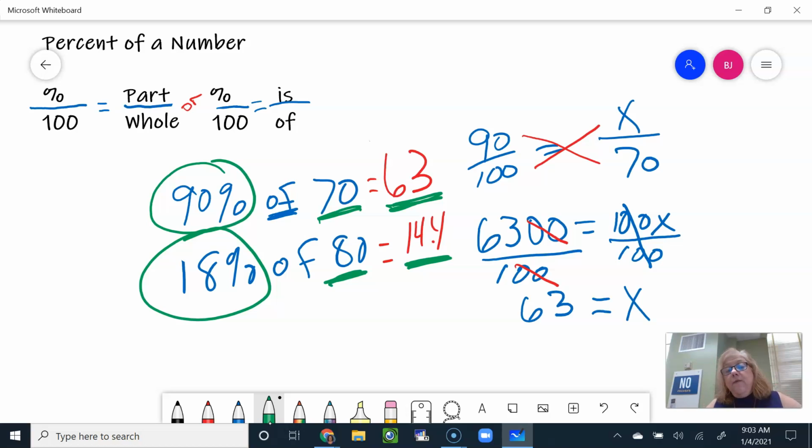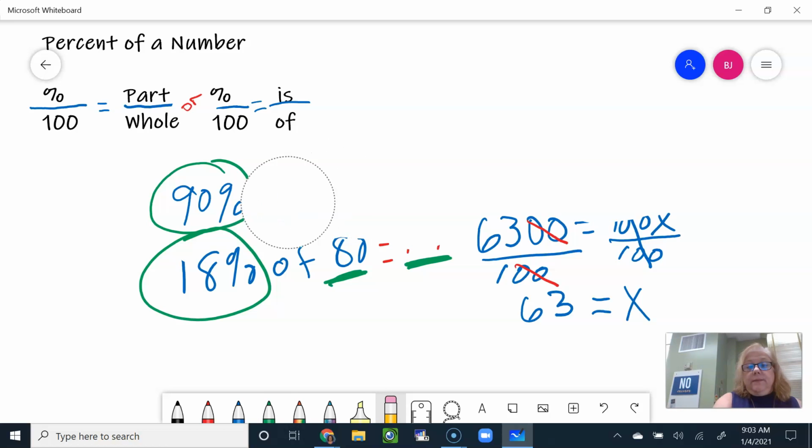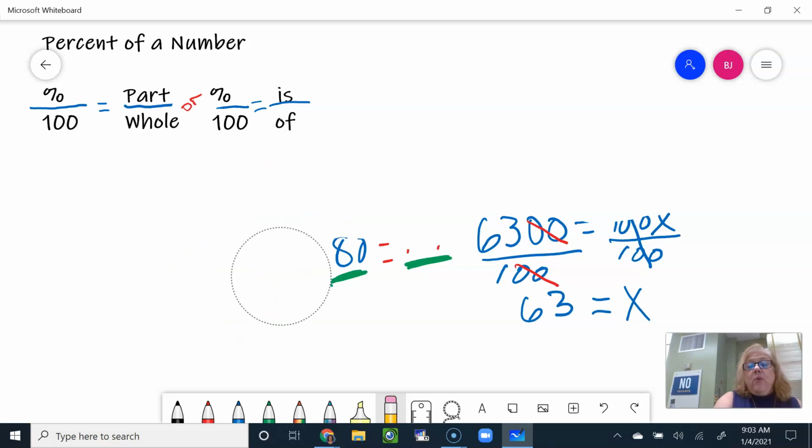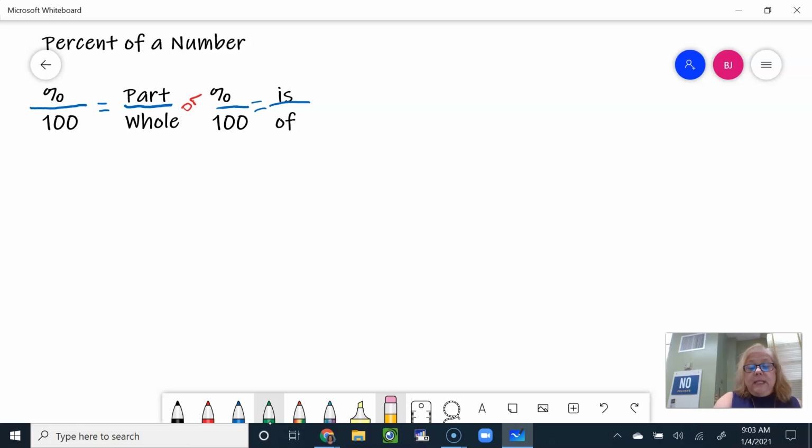Well, what happens if we have a percentage that's higher than 100? What do you think would happen? Is our answer going to be smaller than our whole, or is our answer, our part, going to be larger than our whole? What do you think? Let's try that out. Let me erase all of this. Remember, my question is, if our percent is larger than 100, is our part going to be higher than our whole or smaller than our whole?